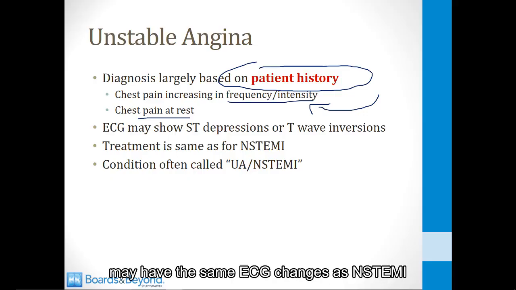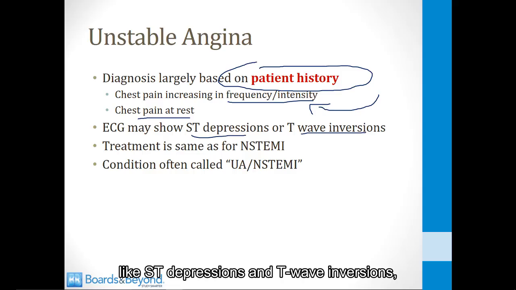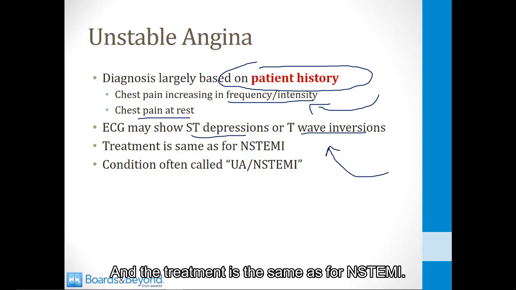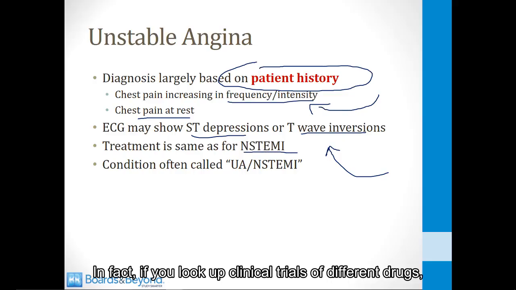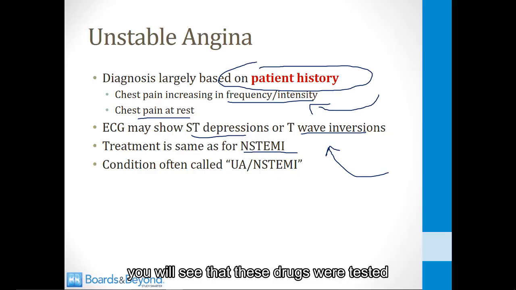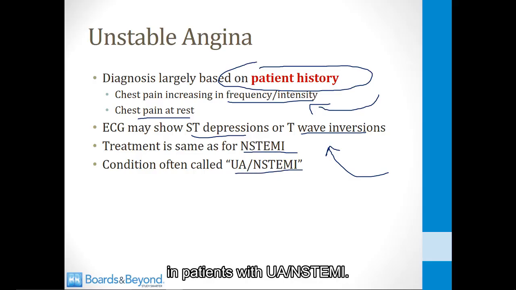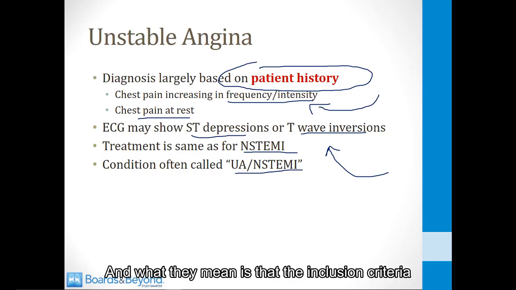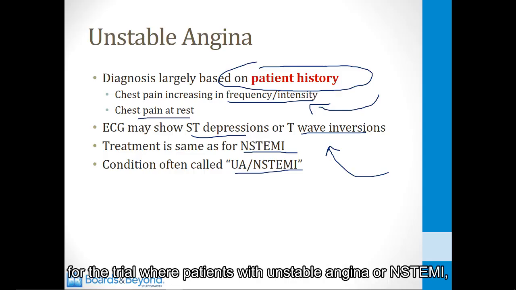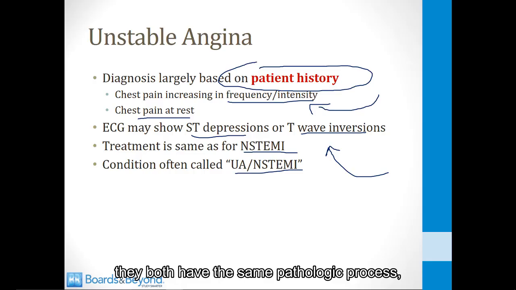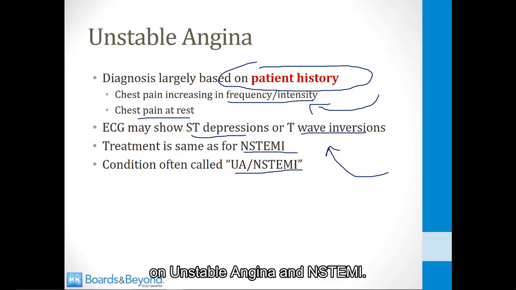So these patients may have the same ECG changes as NSTEMI, like ST depressions and T-wave inversions, but these are not always present. And the treatment is the same as for NSTEMI. In fact, if you look up clinical trials of different drugs, you will see that these drugs were tested in patients with UA/NSTEMI. And what they mean is that the inclusion criteria for the trial were patients with unstable angina or NSTEMI. They both have the same pathologic process, plaque rupture with subtotal occlusion, and they both are treated the same way. And that concludes our module on unstable angina and NSTEMI.